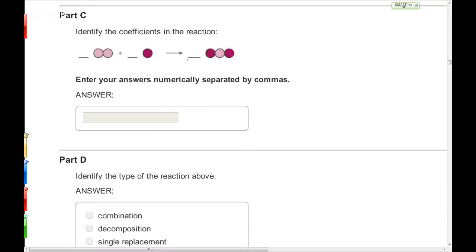What would the coefficients be in that reaction? Give it a try. See if you can figure out what those different colors mean and how you would balance a reaction that's written that way instead of in the regular symbols that we're used to. So what numbers did you come up with?